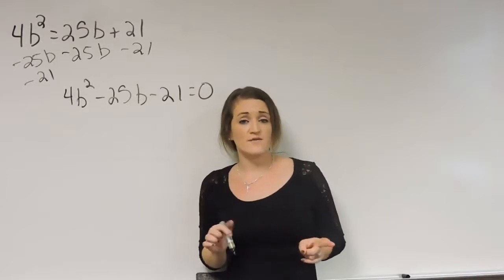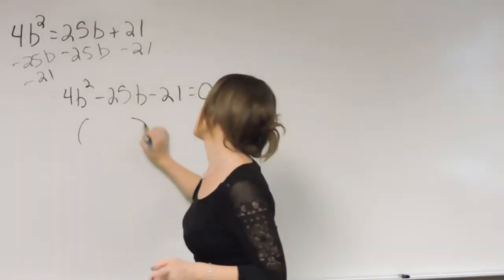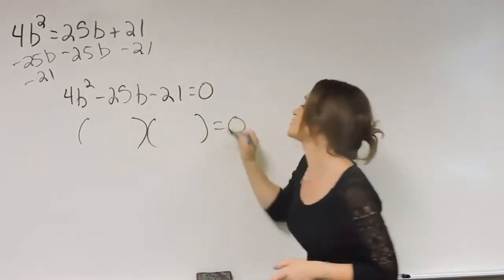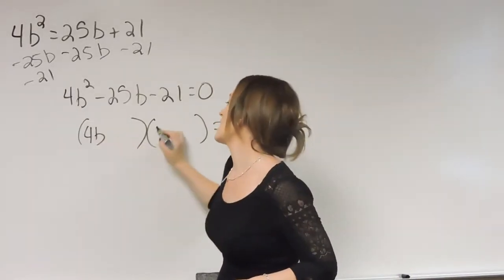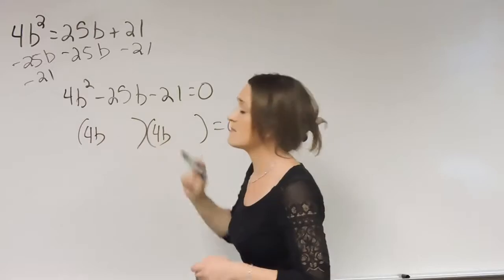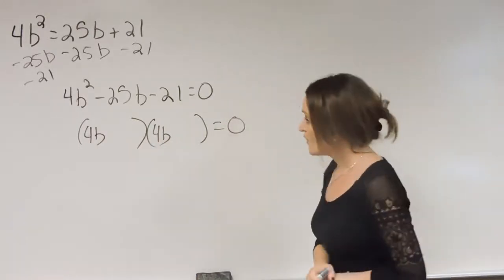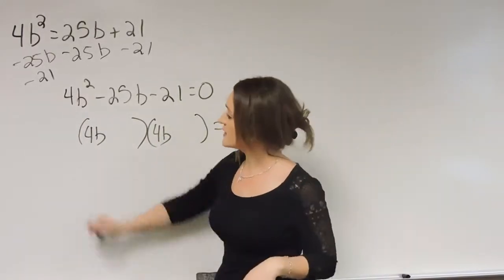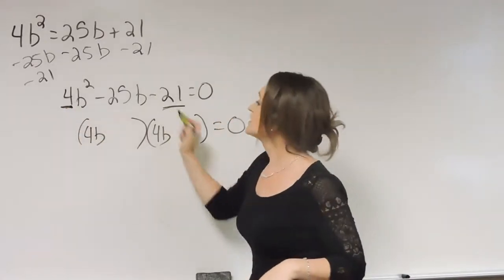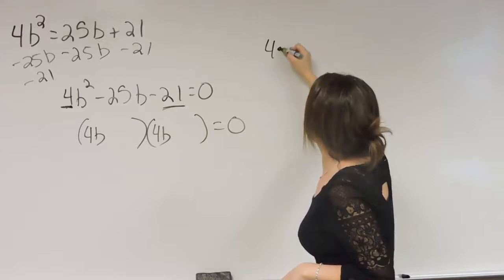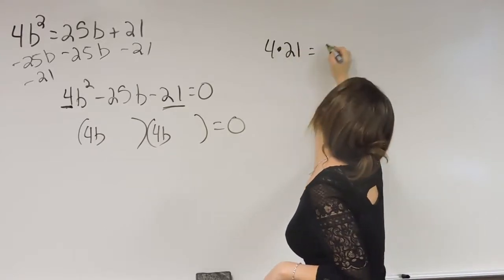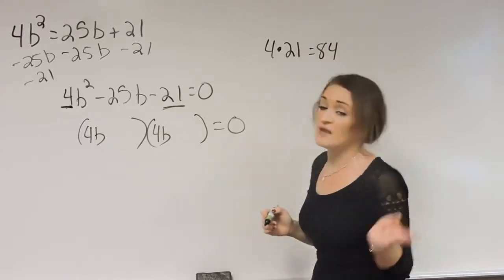Otherwise, the first step for no fuss factoring says to repeat the first term twice. So this 4b, I'm going to repeat that twice, and I'm going to say 4b times 4b. Then step 2 says to multiply the first number times the last. 4 times 21, and actually multiply that together. 4 times 21 is equal to 84.